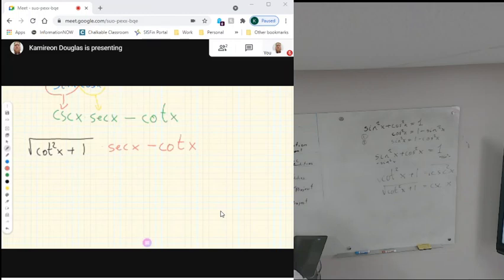One more time. If I look at that cheat sheet, under the Pythagorean identities, there is no connection between secant and cotangent. And even if you look at the other identities, the reciprocals, the quotients, there is still no connection between secant and cotangent. So I have to be creative.